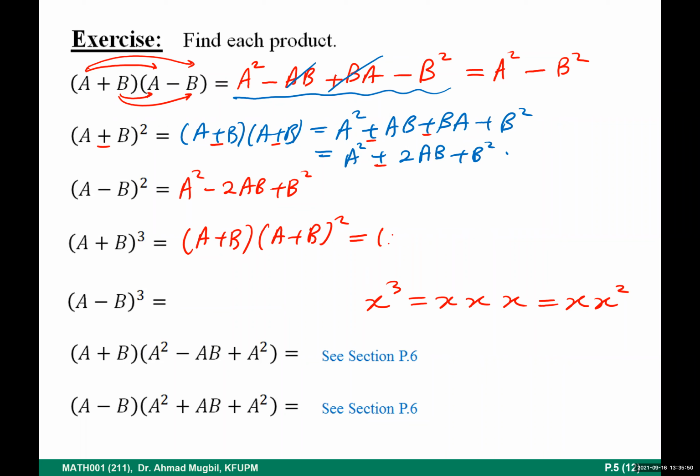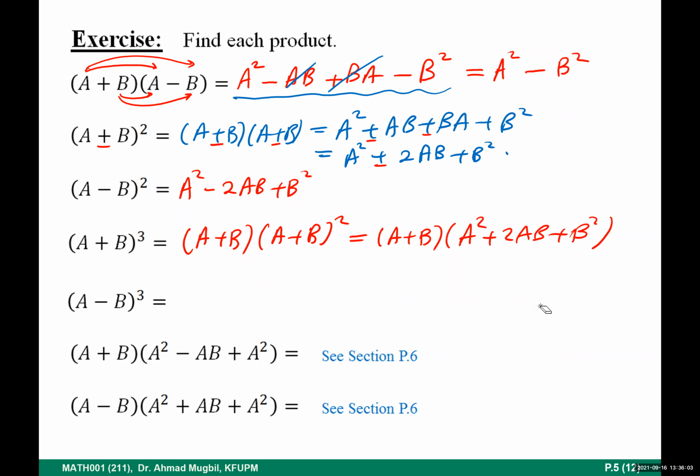So it will be a plus b times, what is (a plus b) all squared? It is a squared plus 2ab plus b squared. Now I will do FOIL. I will multiply now. I will use the distributive property. This will be equal to what? You will multiply a by these three terms, then b. So it will be a to the power 3 plus 2a squared b plus ab squared. Is that right? We finished multiplying a by all the three terms.